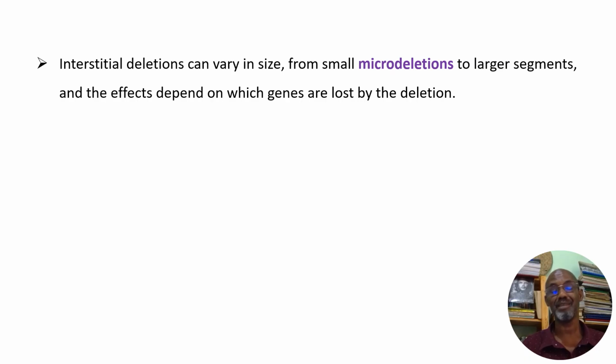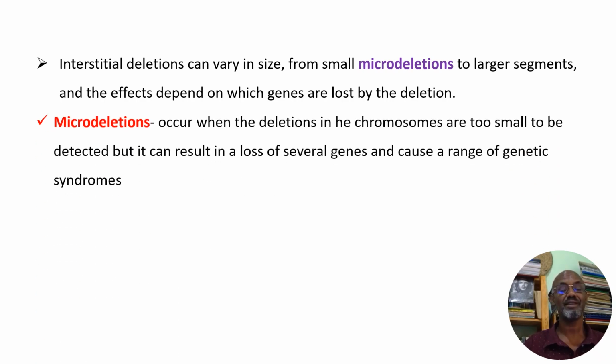When we say microdeletions, a very, very tiny part is being lost. Microdeletions occur when the deletions in the chromosomes are too small to be detected, but it can result in a loss of several genes and cause a range of genetic symptoms. Still, even microdeletions, it depends on the importance of the gene that has been removed by that piece. However, it is a very small part of the chromosome being lost. The type of gene lost matters.